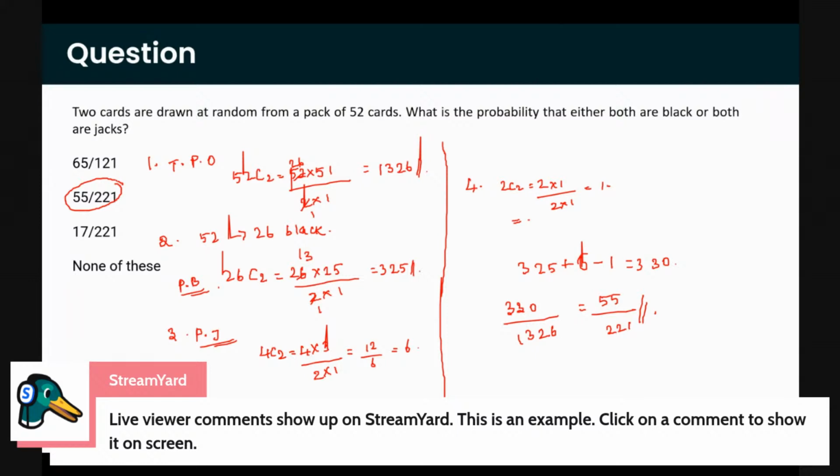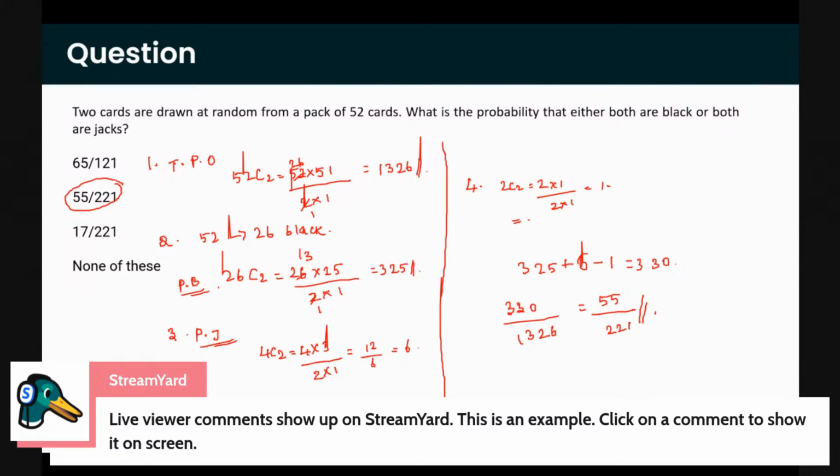Okay. First we'll calculate the total possible outcomes. Out of 52, we are going to select only 2 cards at random. That's why I gave 52C2, 52 into 51 by 2 into 1. So I'll get the value as 1326. At step 2, probability of both cards being black. Out of 52, there are 26 black cards. That's why I gave 26C2, 26 into 25 by 2 into 1. When I calculate this, I'll get the value as 325. And then I'll calculate for both cards being jack, 4C2, which is equal to 4 into 3 by 2 into 1, which is equal to 6.